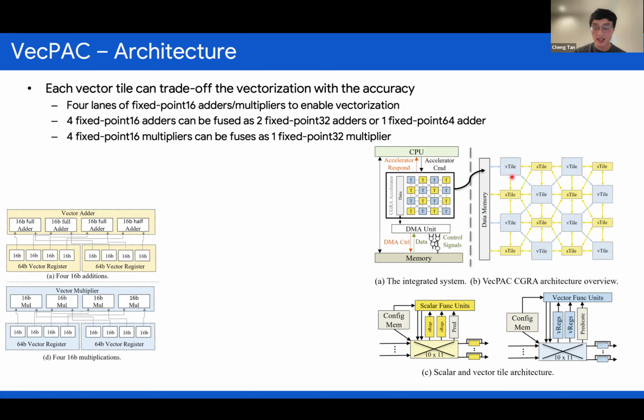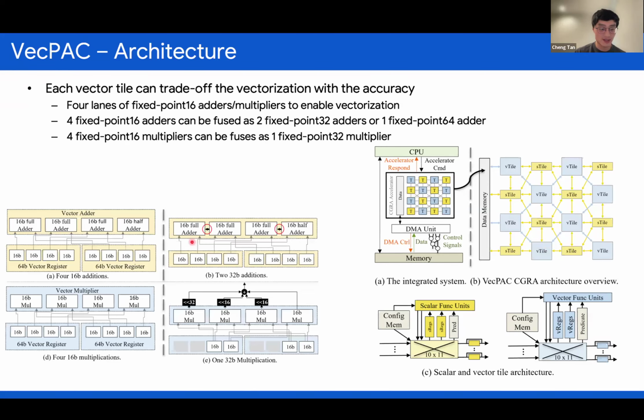And for vector tiles, we have multiple SIMD lanes, right? Each one is 16 bits. And these 16 bits can be fused together to perform a 32-bit addition. This idea is borrowed from the Bit Fusion paper in ISCA 2018. For the multiplier, it's a little bit different, right? You need 16-bit multipliers to form one 32-bit multiplier.